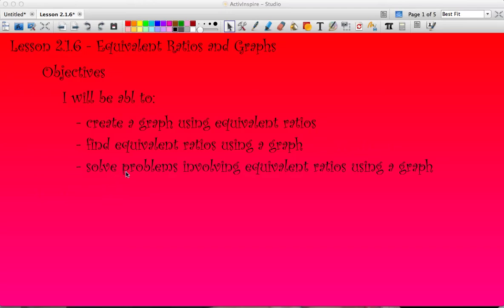Welcome to Lesson 216, Equivalent Ratios and Graphs. Today we're going to talk about how to create a graph using equivalent ratios, how to find equivalent ratios using a graph, and to solve problems involving equivalent ratios using a graph.